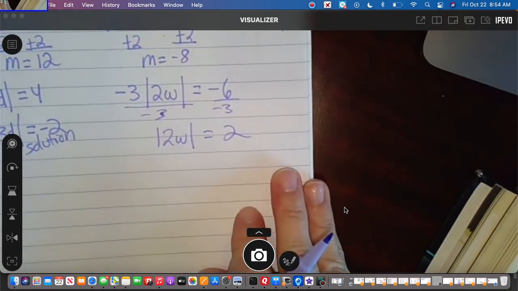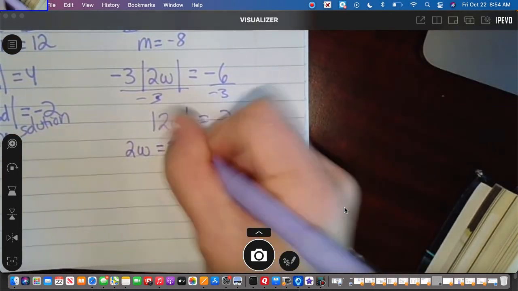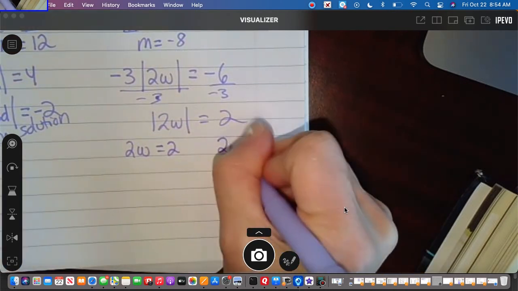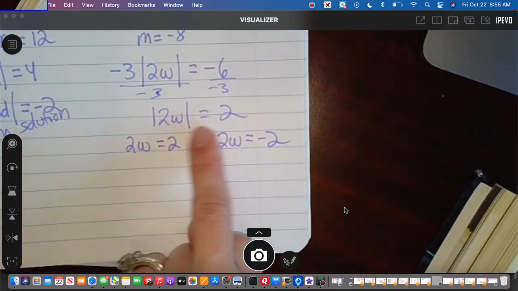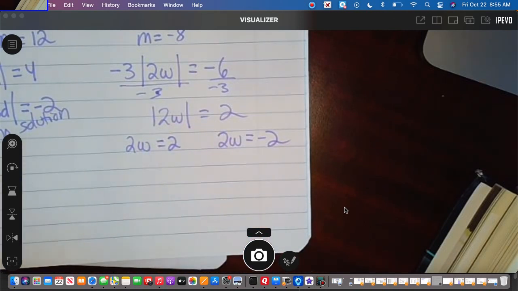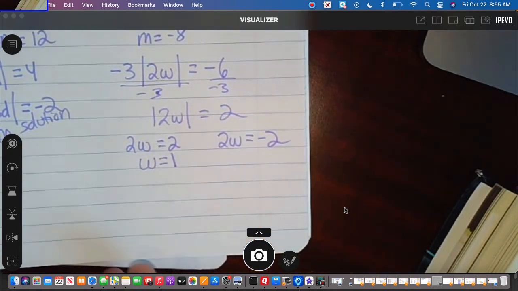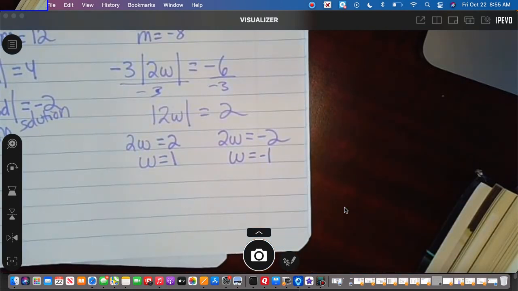How do I set it up? I have to set it up for two ways, right? 2w equals 2 and 2w equals -2. Very good. We say, okay, what's inside here can be positive, and what's inside there can be what? Negative. Once you decide we do have a solution, then we split it up into these two parts. This is number 12. Divide by 2, and you get 1. Then over here, what are you going to get? Those are your two answers for number 12.